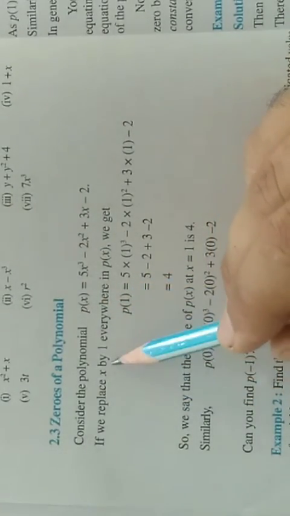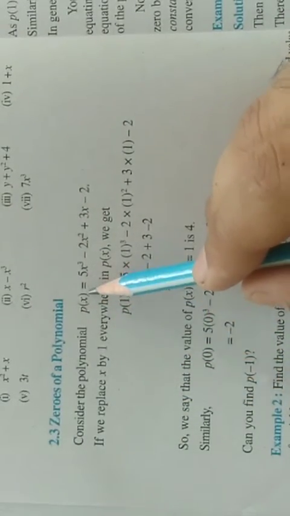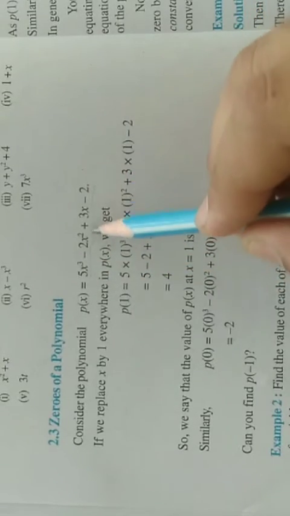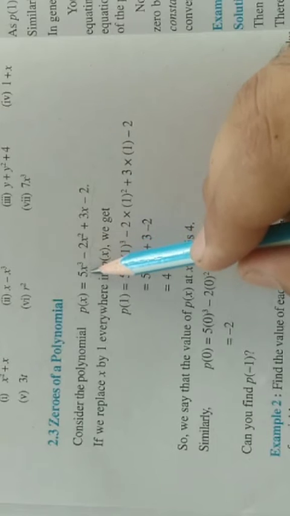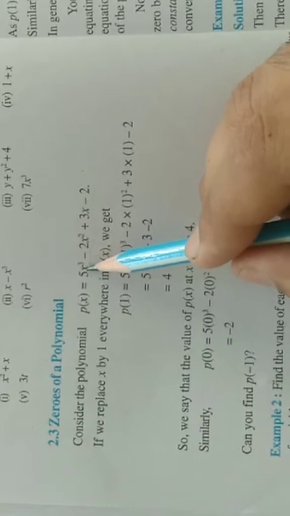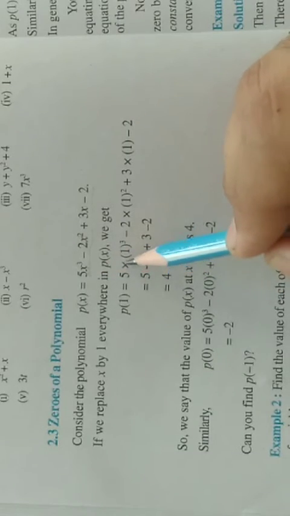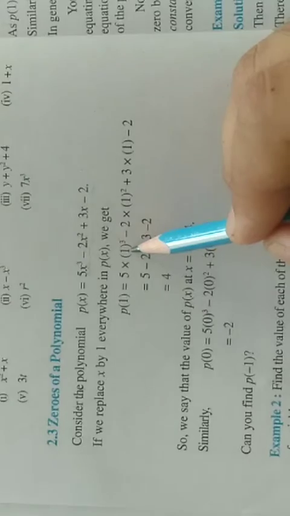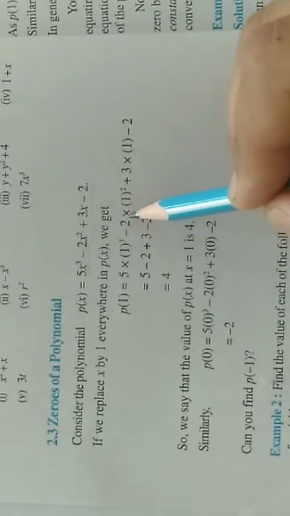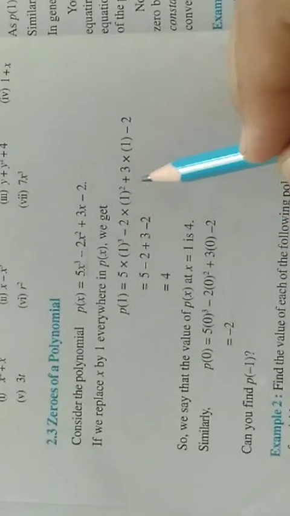We replace x by 1 in this equation. In place of x we have to put 1. So 5x cube: 5 and x cube are multiplied. So 5 multiplied by 1 raised to power 3. In place of x I put here 1. Now minus 2 multiplied by 1 raised to 2 plus 3 multiplied by 1 minus 2.